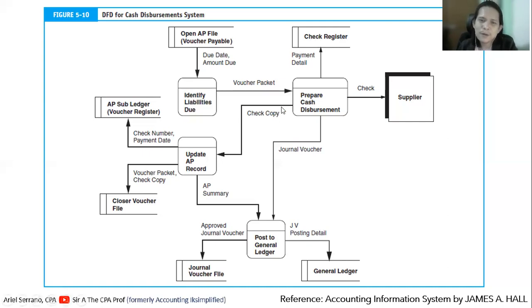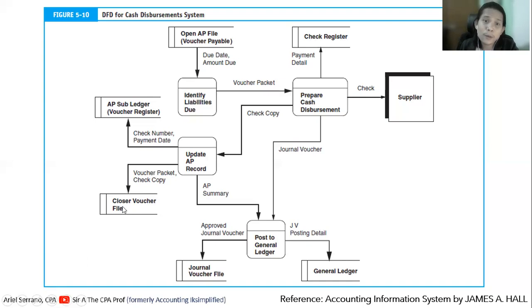So, yung check copy, plus the voucher packet, of course, it will be forwarded for updating. Halimbawa, itong update AP record. Para matanggal na po yan kasi nakapag-prepare na ng cheque, so we have to update our AP record para tanggalin na yung may utang. Yung may utang tayo. Okay? Kung sa revenue cycle, meron tayong customer accounts. Dito naman meron tayong supplier accounts. Sino-sino sa mga supplier natin yung meron tayong utang. Okay? So, yun po once na na-record na po natin, ano bang entry natin dyan? We debit the accounts payable and credit to cash para masarado na.